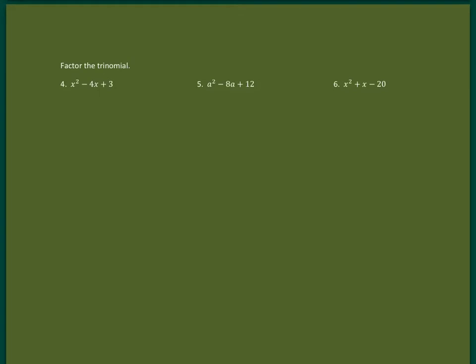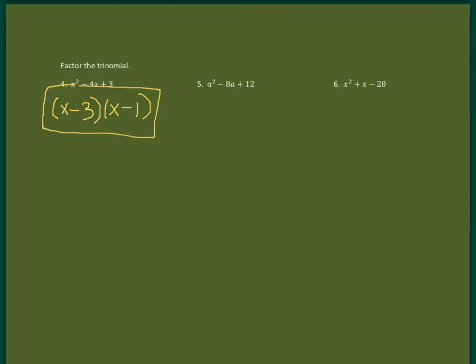Okay. Same thing. A times c. 1 times 3. Well, 1 times 3 is 3, but it has to add to negative 4. How do I multiply to a positive and add to a negative? That means they both must be negative. So, negative 3, negative 1. Final answer. So press pause, try the next two.